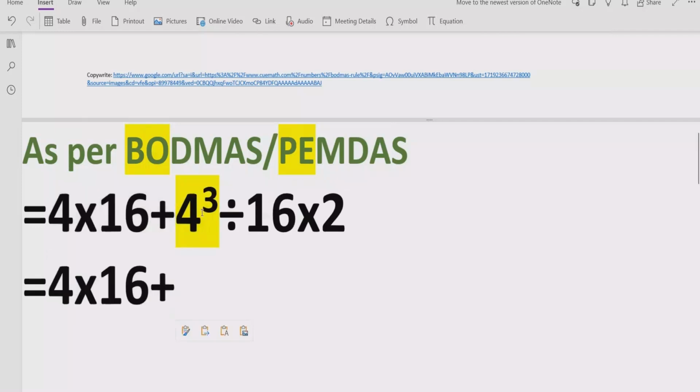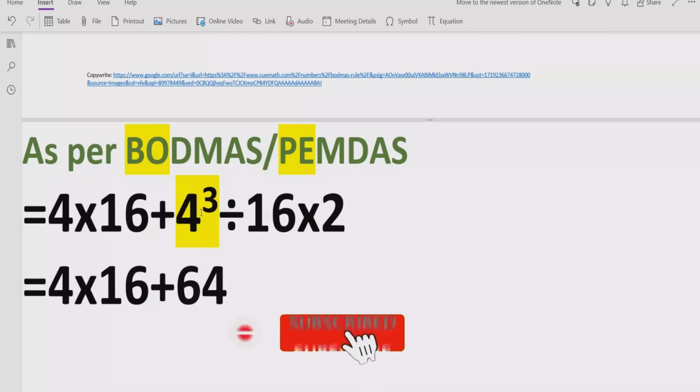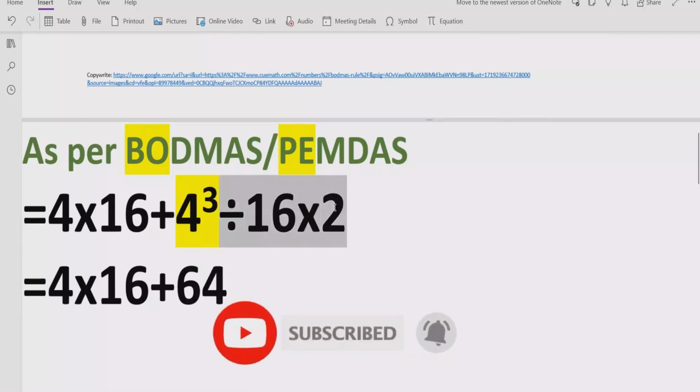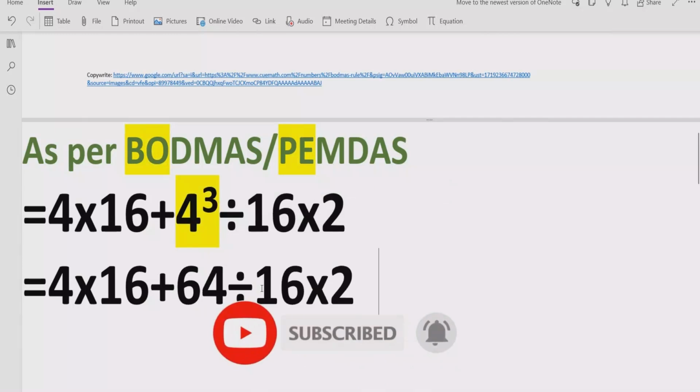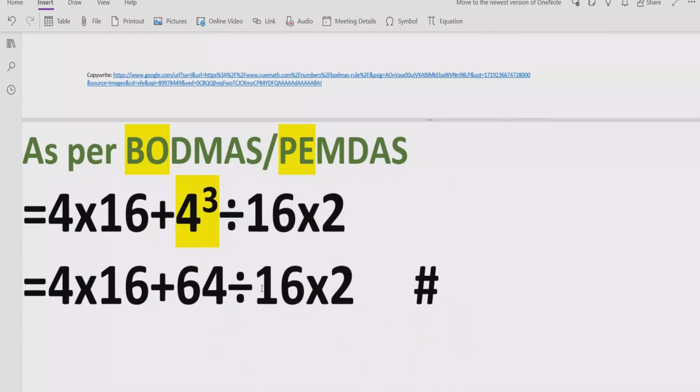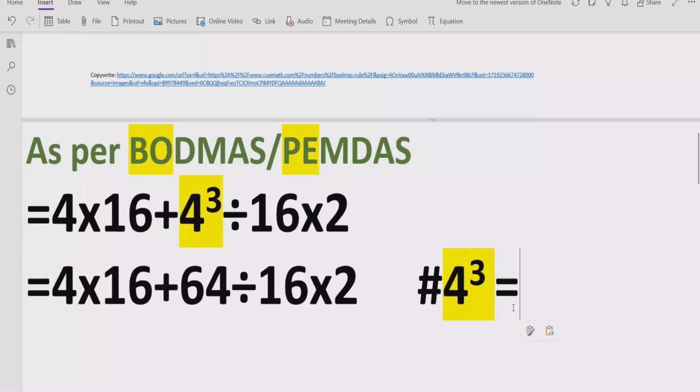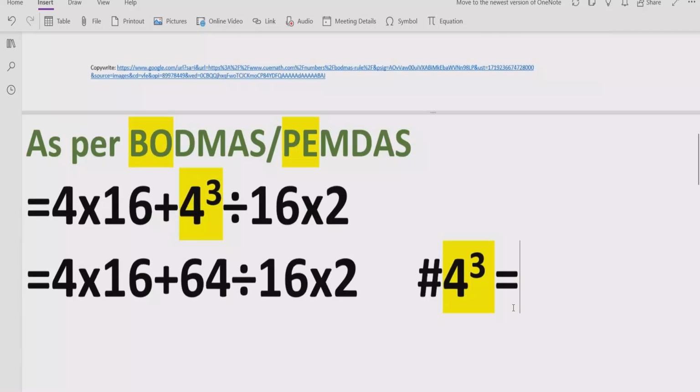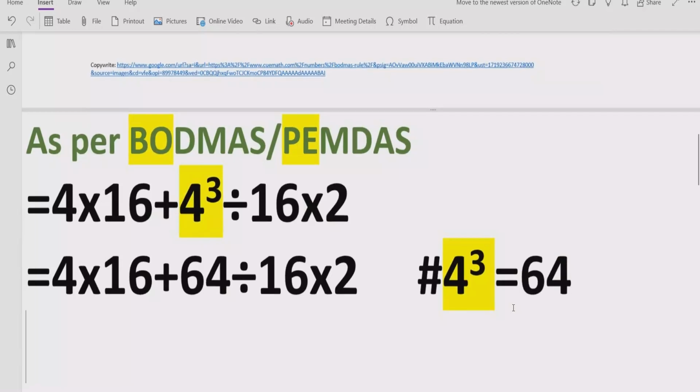Now 4 raised to power 3 means 4 multiplied by 4 multiplied by 4, which is equal to 4 fours are 16 and 16 fours are 64. And divided by 16 multiplied by 2, we will write now as it is. And this will become 4 raised to power 2, we will give the reference here, 4 raised to power 2 means 64. Now move forward. We have solved the exponent part.